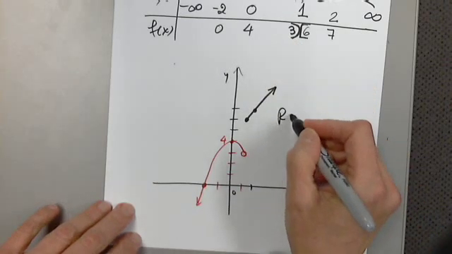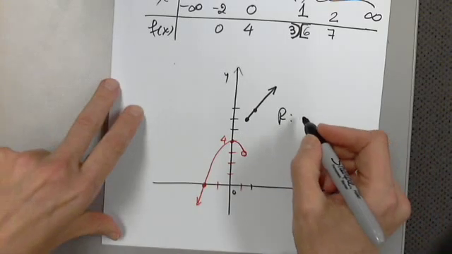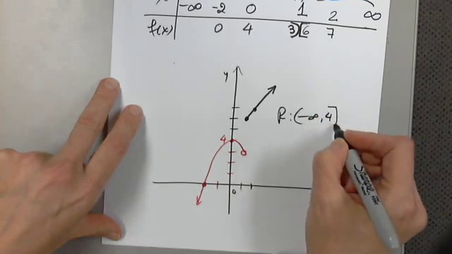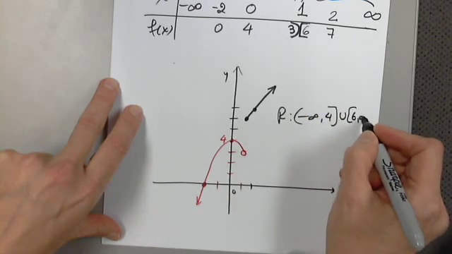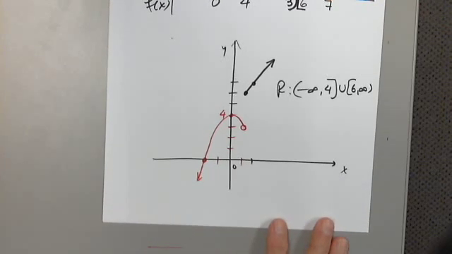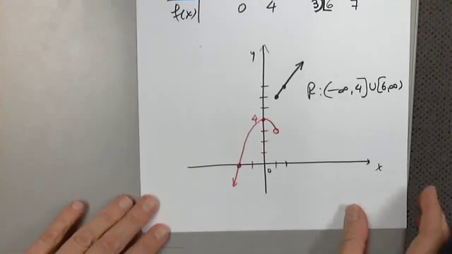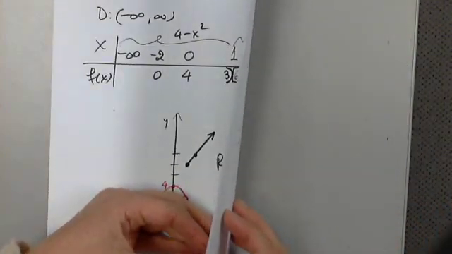So can anyone identify the range for us? Negative infinity to 4. And 6 to infinity. Union 6 to infinity. Awesome. Thank you, Kyle. Any questions on this problem? Moving on to 5. Okay, let's move on to 5.